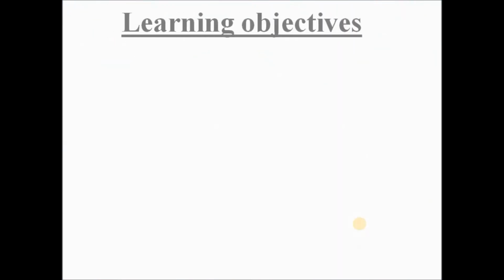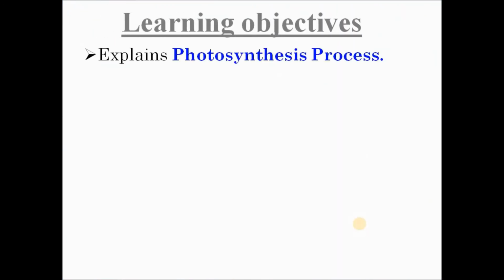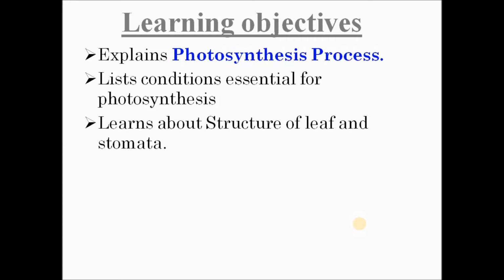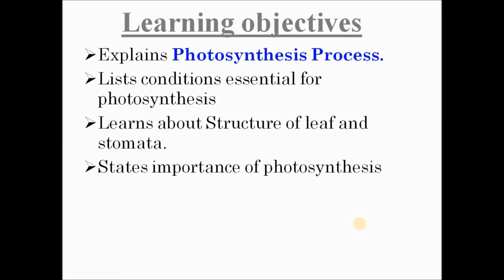So let us see what we are going to learn in today's session. The learning objectives of today's class are: at the end of the session, the pupil will be able to explain the photosynthesis process, list conditions essential for photosynthesis, learn about the structure of leaf and stomata, and state the importance of the photosynthesis process.